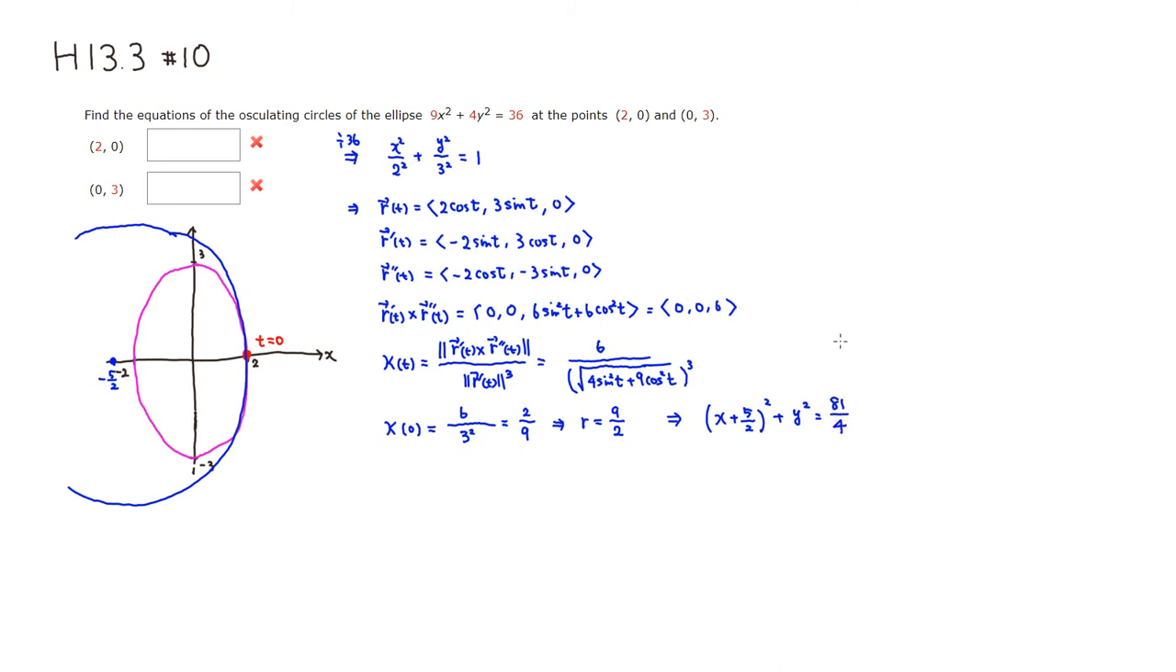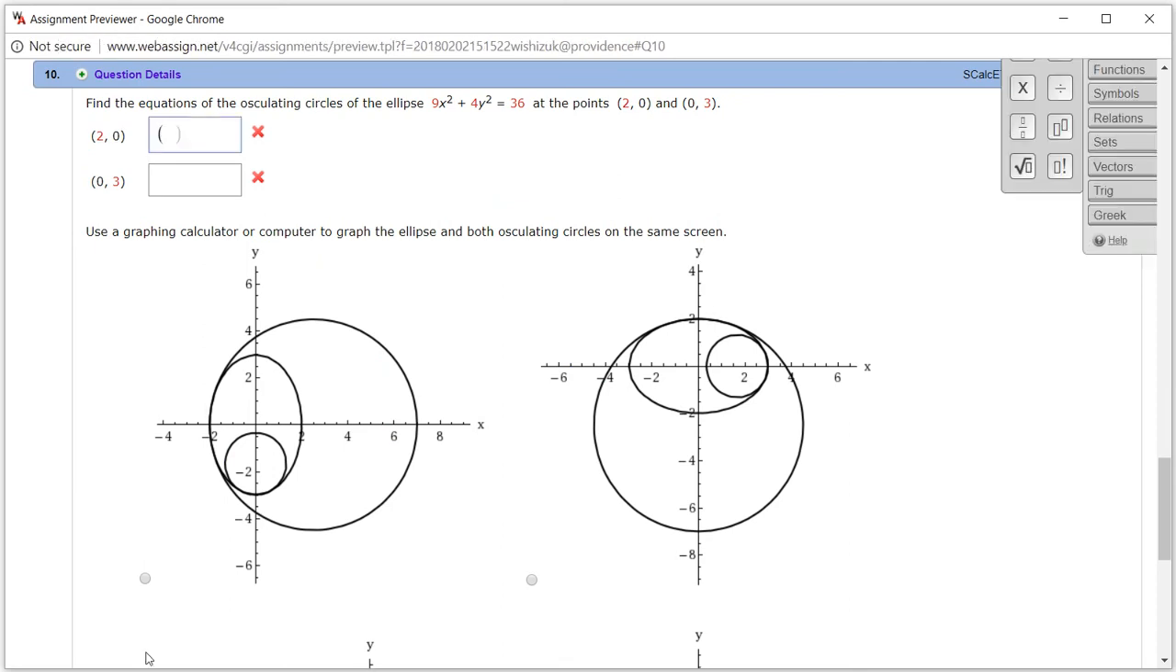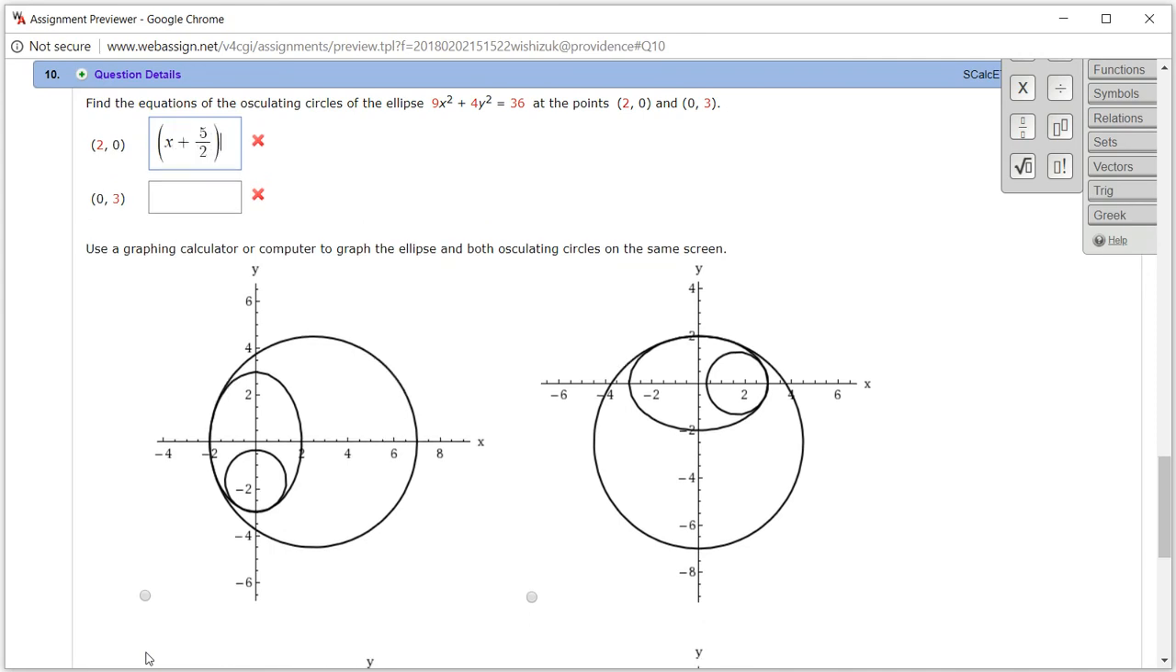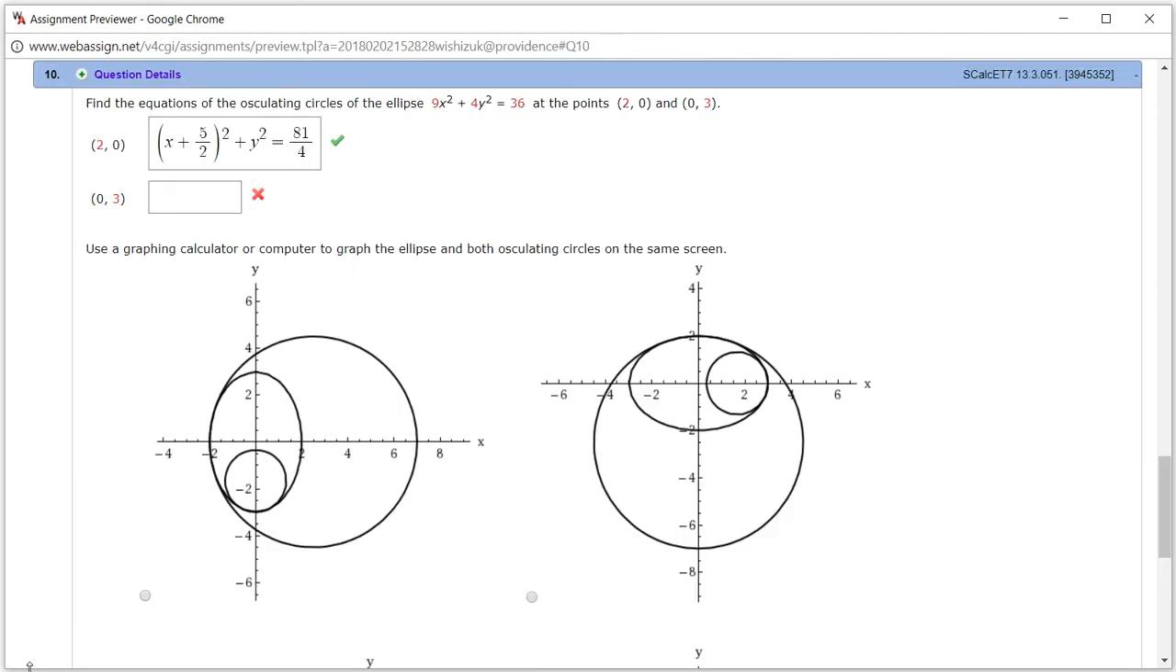All right, so let's type this in first. So we have the equation, it's going to be x plus 5 over 2 squared plus y squared is equal to 81 over 4. All right, so let's check the answer. So I'm going to go down here, submit for testing. All right, it came back and looks like we got the first oscillating circle. All right, so let's find the second one.